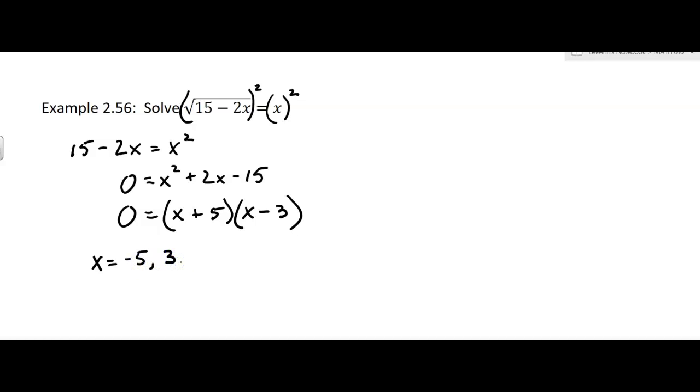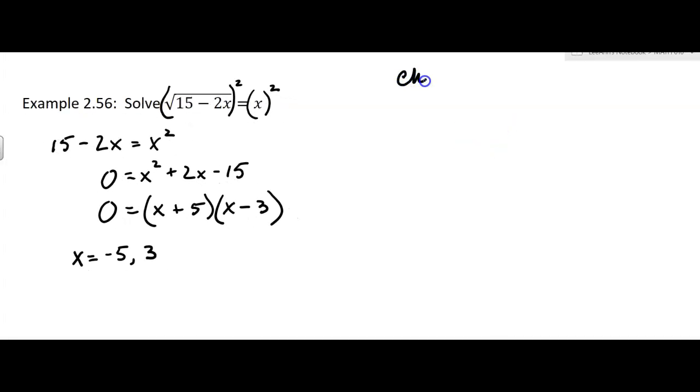Now, maybe both of those answers work. Maybe neither one of them works. Maybe one works and one doesn't. We don't know, and we have to check them because we squared both sides. It really has to do with raising it to an even power. Okay, so here comes the check, you have to go to the original equation.